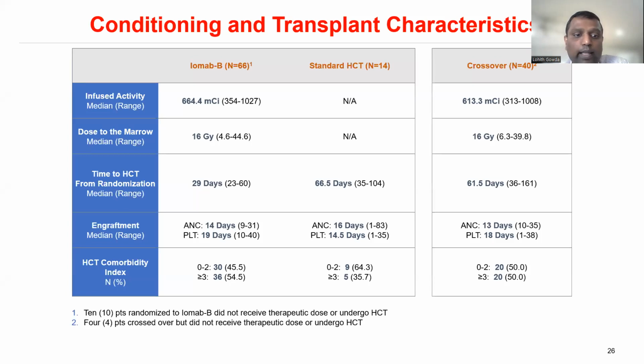Engraftment was very good. The median time was 14 days, which is what we normally see with our standard transplant, somewhere around there. For platelets it was about 19 days. That matches up nicely with standard HCT. And the comorbidity index, as I was showing here, was approximately 50-50.